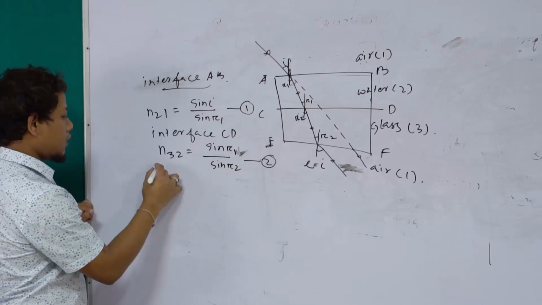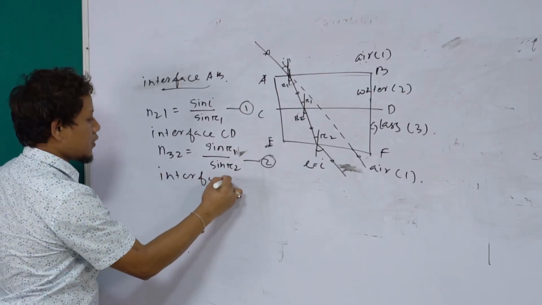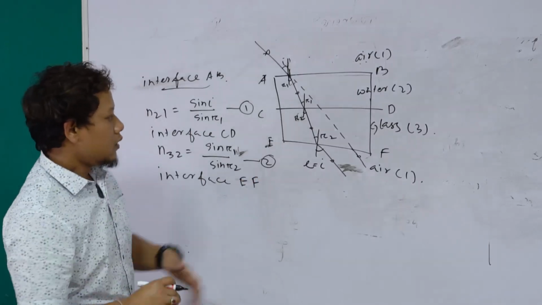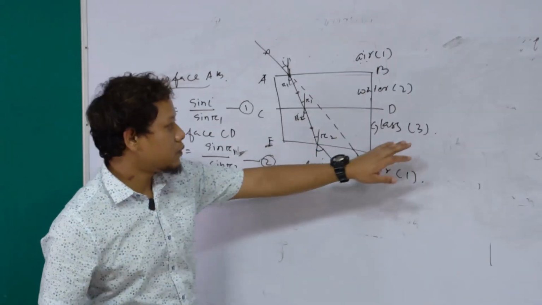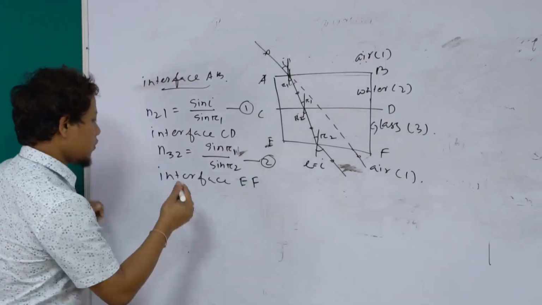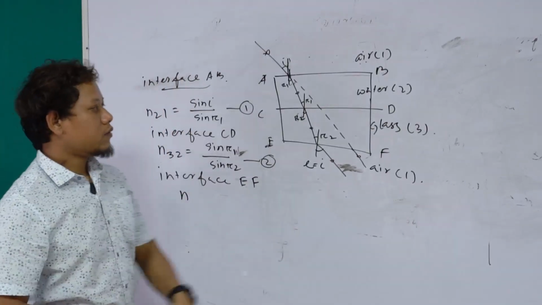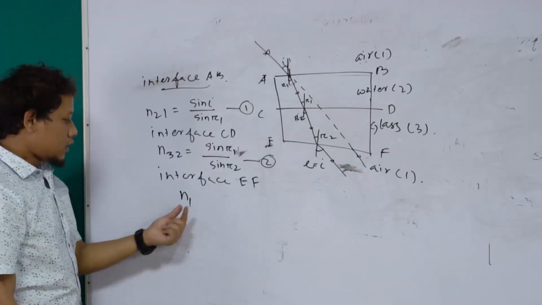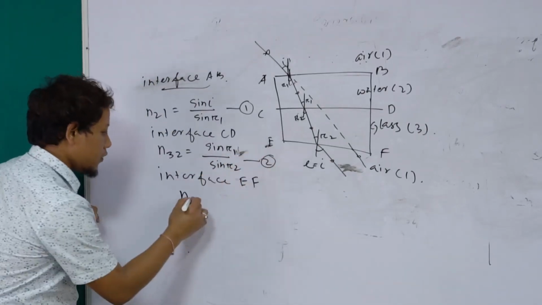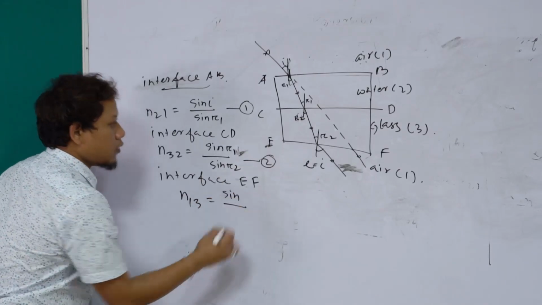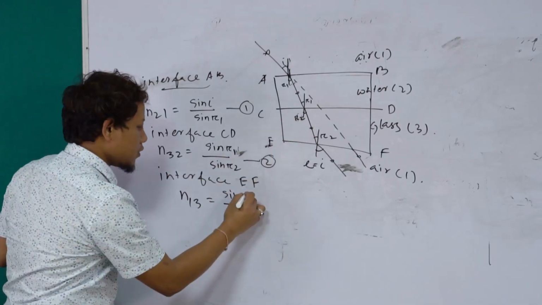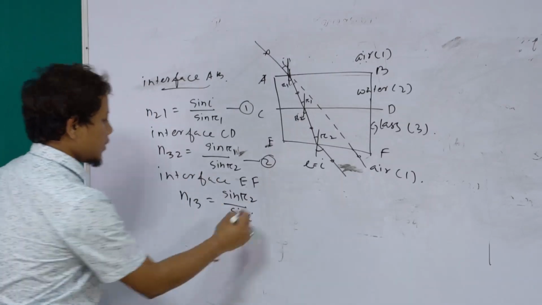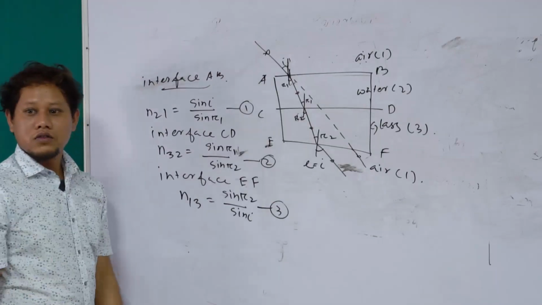And for the last interface, interface EF, which is the interface between 3 and 1, the ray of light is traveling from medium 3 to medium 1. So we can write the refractive index of medium 1 with respect to medium 3 as sin R2 divided by sin I. What is the angle of incidence? This is R2, and the angle of emergence is I. So this is equation number 3.